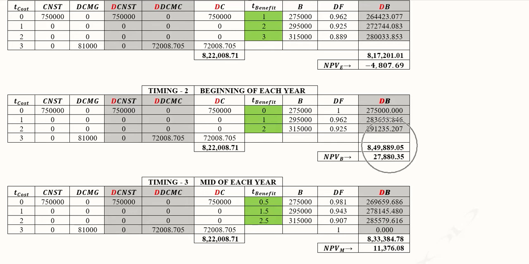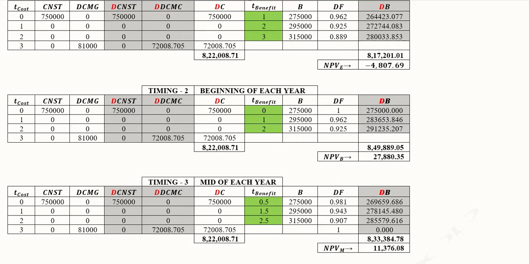Now we take the sum of these 3 discounted benefits and we will get the sum of the discounted benefits, which we can net against the sum of the discounted costs to get the net present value in such a situation where the benefits are occurring in the beginning of each time period. Now it is positive. So it has turned positive from negative.